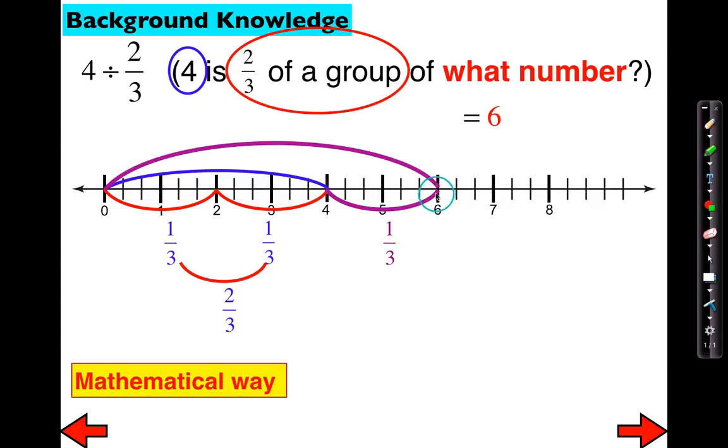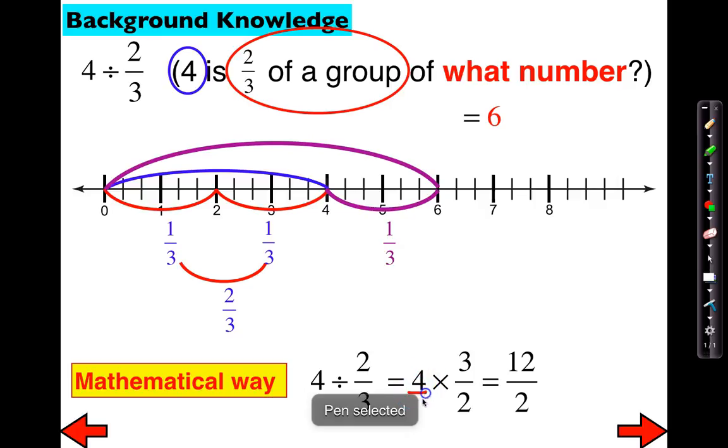So the answer is 6, but mathematically, how could we show that? We simply turn 4 into a fraction, which is going to be 4 over 1, is how I like to see it. And we multiply by the reciprocal, which is 3 over 2. Multiply straight across, and you would get 12 over 2, which just so happens to be 6. So no matter which way you do it, of course, you're going to get the same answer.